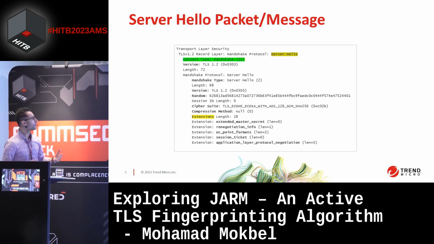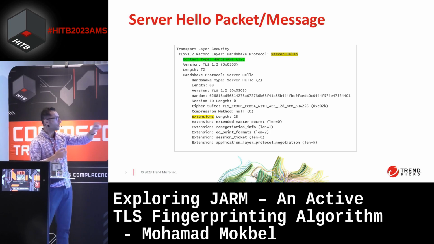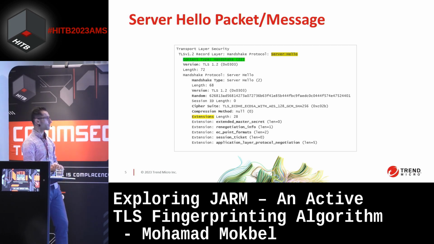So on the server side, the server will respond, okay, I got it. I will speak to you with TLS version 1.2. And this is my random value. And this is the cipher suite that I picked from the list you gave me, and note the word value 0xC02B. So this is the hex value for this cipher suite, which contains the authentication, the hashing, and the encryption algorithm. And you've got the list of extensions that the server accepted.